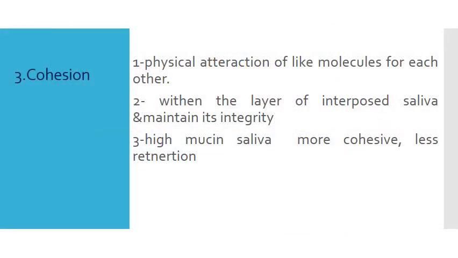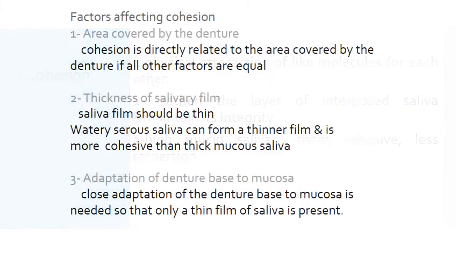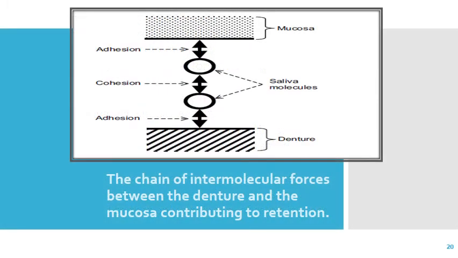Cohesion. As a definition, cohesion is the physical attraction of like molecules for each other within the layer of interposed saliva, maintaining its integrity, and highly mucinous saliva is more cohesive with less retention. Factors affecting cohesion: area covered by the denture, thickness of the salivary film, and adaptation of the denture base to the mucosa. This picture shows the chain of intermolecular forces between the denture and the mucosa contributing to retention.